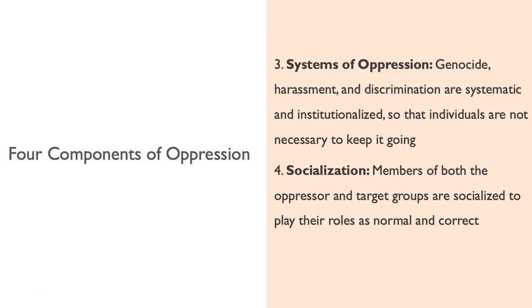Next, we have socialization. Socialization is when members of both the oppressor and target groups are socialized to play their roles as normal and correct. This is where you have people abiding by that internalized racial oppressive ideology and buying into this false idea that Black people might be lazy, that Black people are inferior, and then they begin to act that way because they have internalized their oppression. Also, socialization comes with white privilege as well, where you may have white people really believing that they deserve more than people of color and Black people because they are white. And this is how you have people acting on these ideas, these myths of superiority and inferiority.